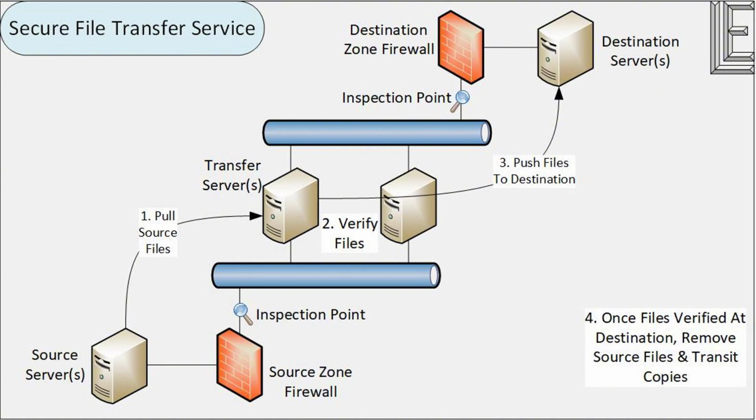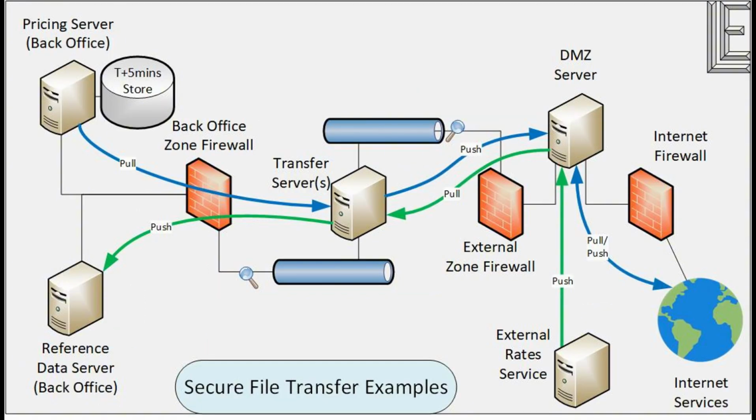The network taps should feed into a monitoring service that is able to alert and take action based on suspicious activity. Here are a couple of examples of how this file transfer solution would operate. The exchange needs to send a T+5 minute price stream to a public internet server. The following flow is observed.